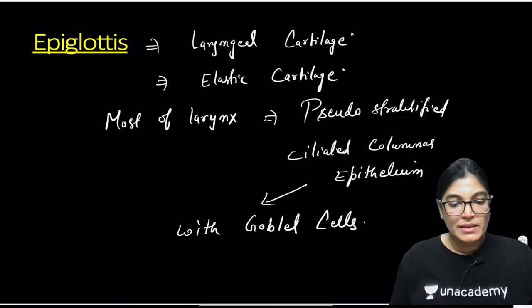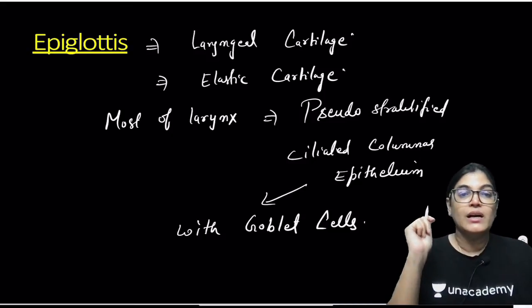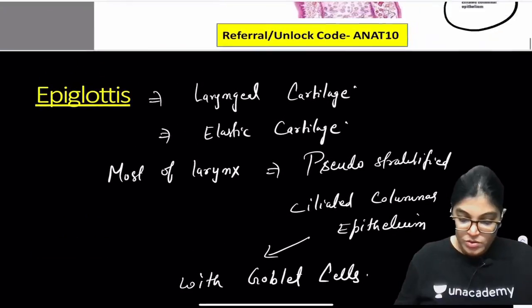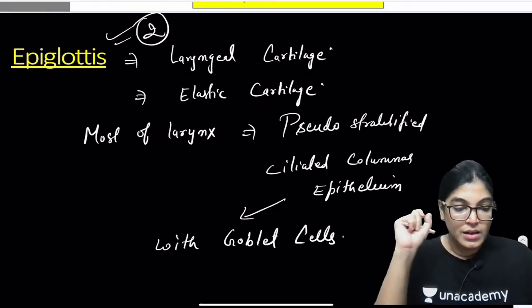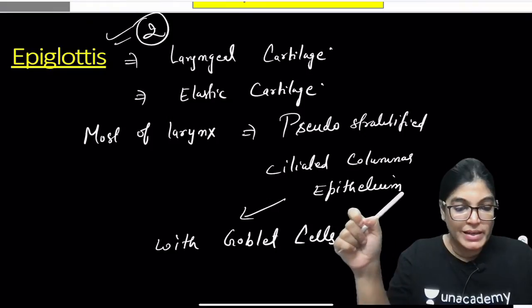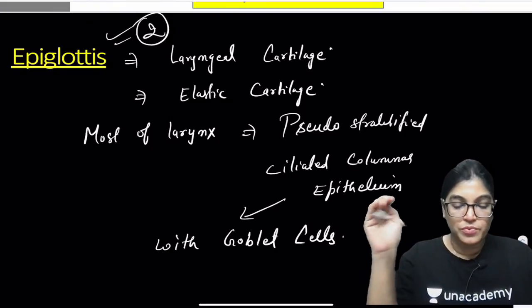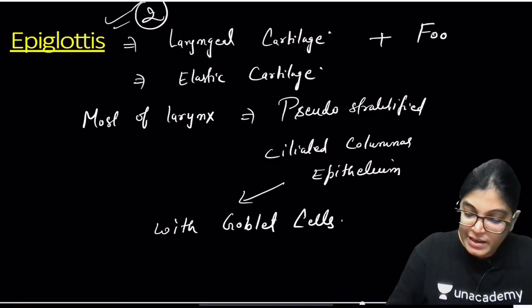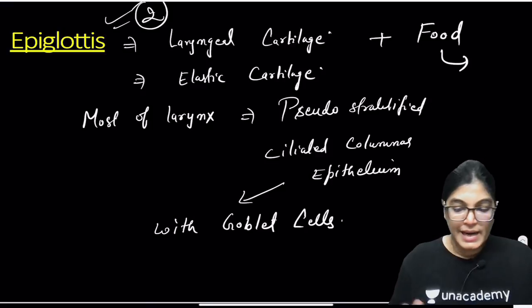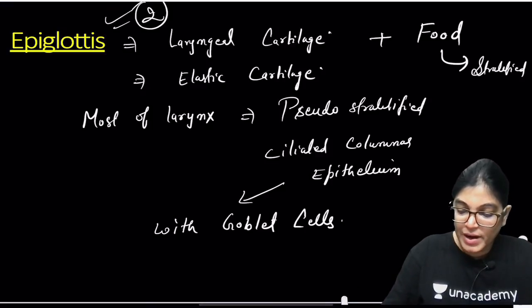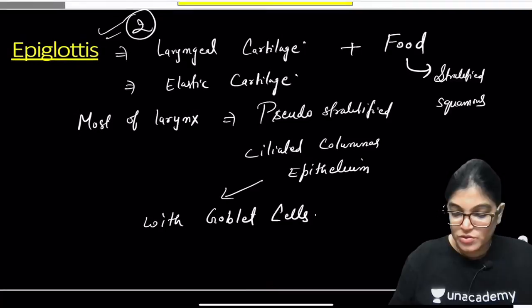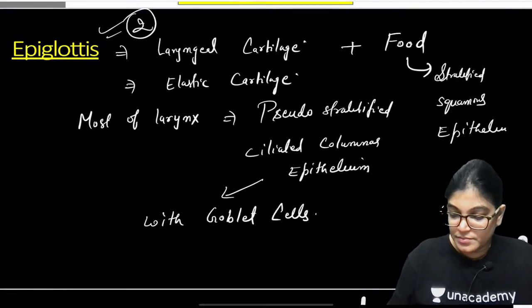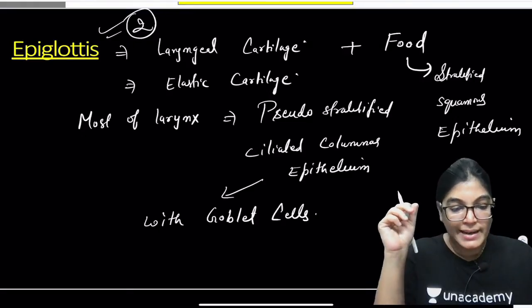Now, stratified squamous epithelium lies in the anterior upper aspect. When we talk about the epiglottis, we have two types of epithelium. One is pseudostratified ciliated columnar epithelium with goblet cells, and the other, where the epiglottis comes in contact with food, is stratified squamous epithelium.